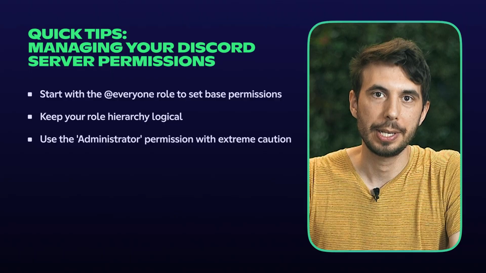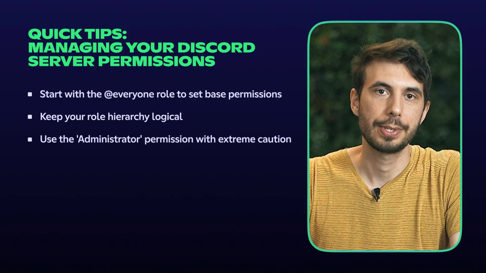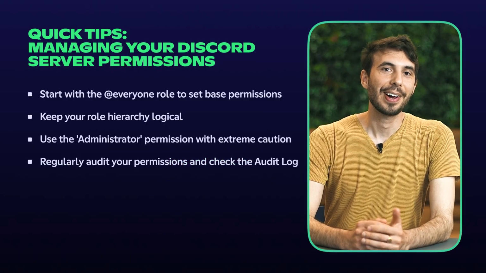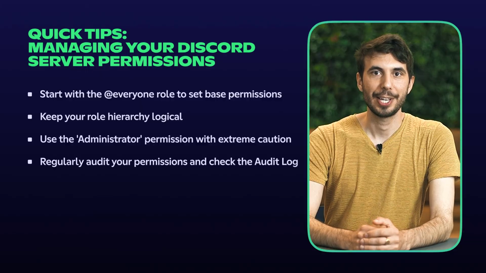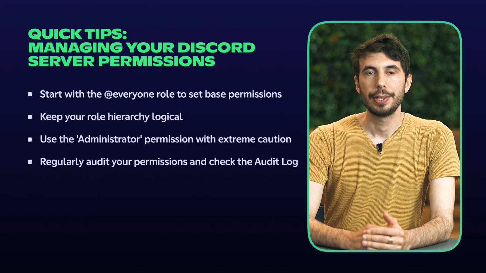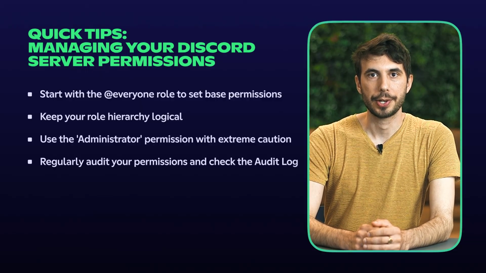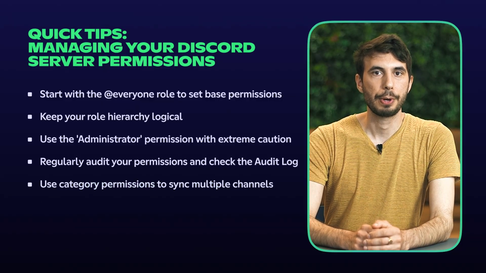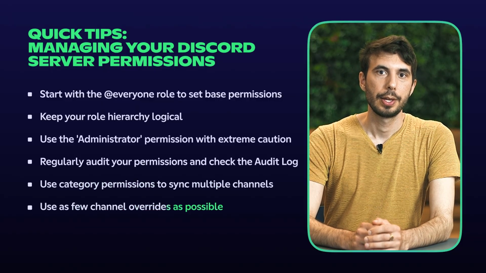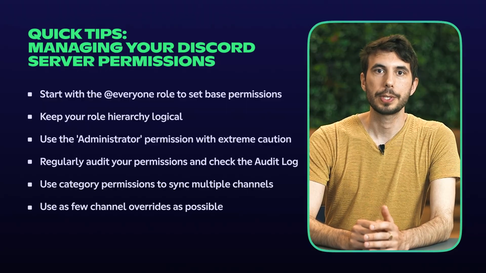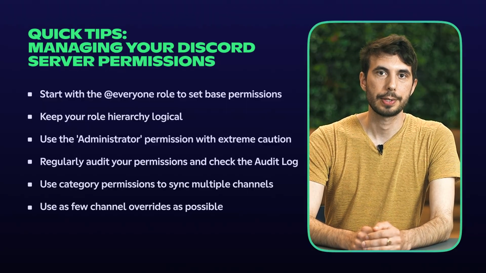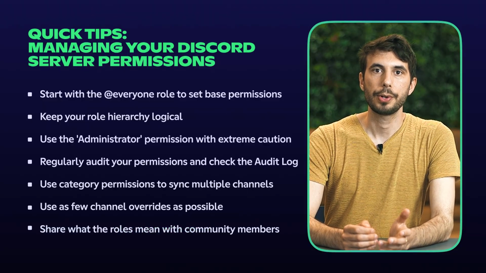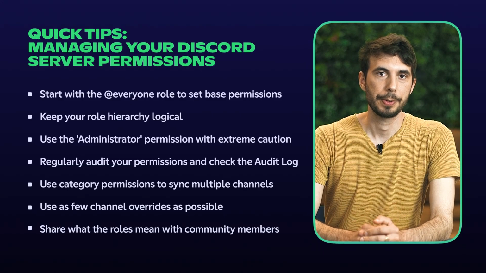Consider if a role with many individual permissions enabled would suffice instead. Regularly audit your permissions and check your audit log, especially as your community grows. The audit log shows a history of moderation actions and can't be edited. Use category permissions to sync settings across multiple channels and save time. Use as few channel overrides as possible to keep things manageable and avoid permission conflicts. Clearly communicate what your different roles mean to your community members.